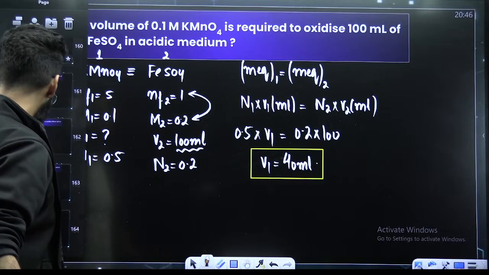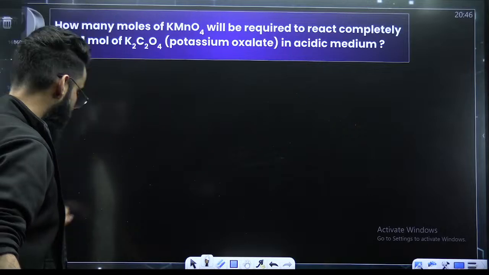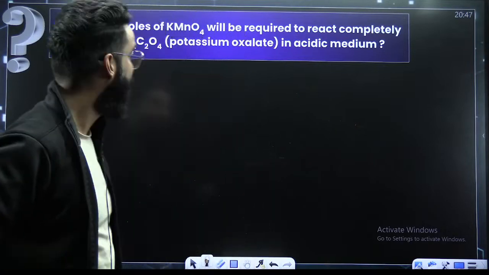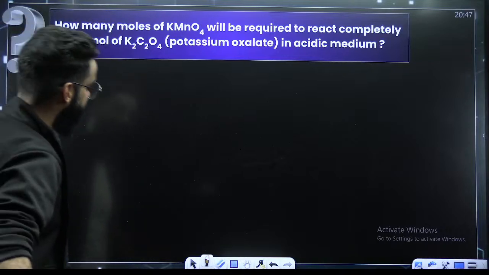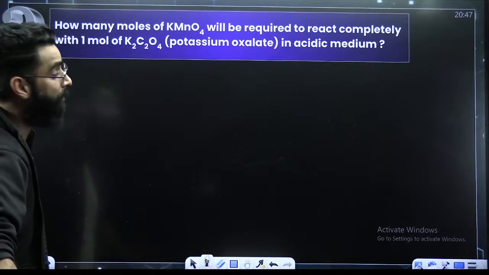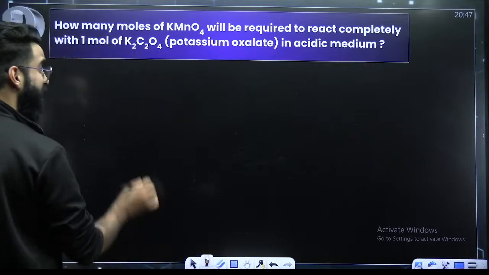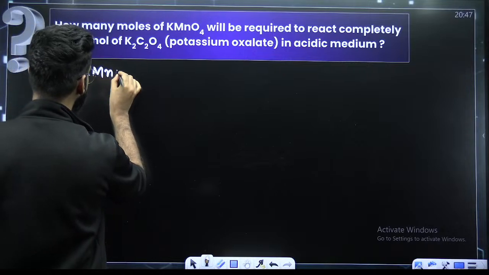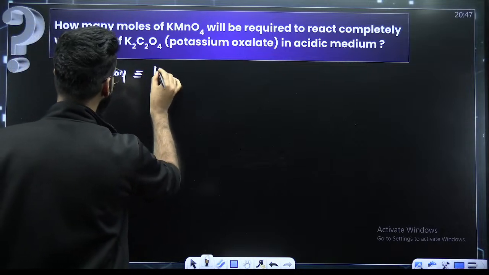Look at this question, guys. The question is, how many moles of KMnO4 will be required to react completely with 1 mole of potassium oxalate in acidic medium? So as far as this particular question is concerned, your KMnO4 is reacting with what? You are making KMnO4 react with potassium oxalate.